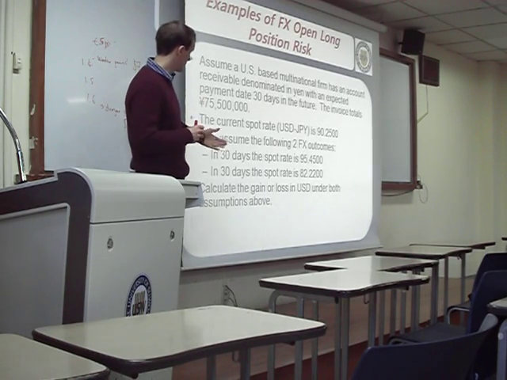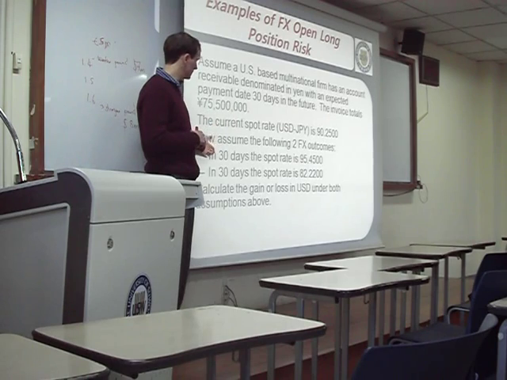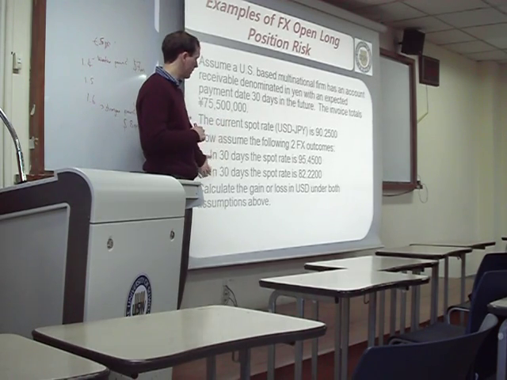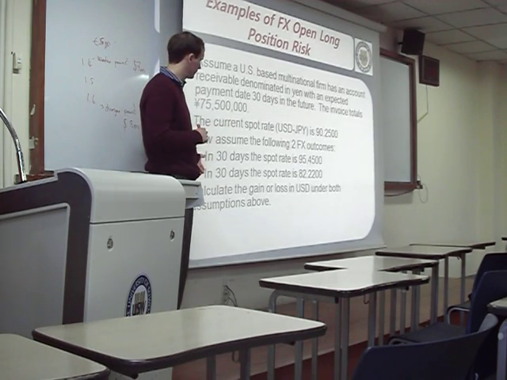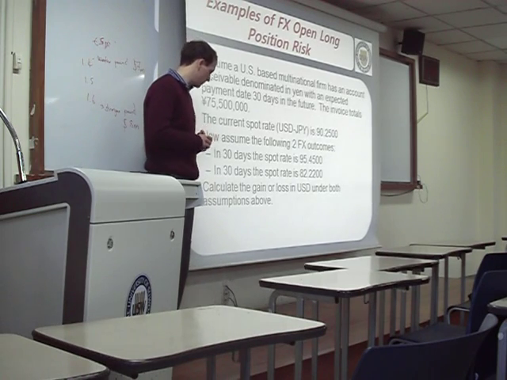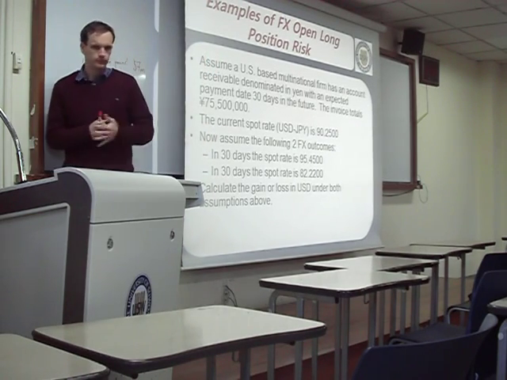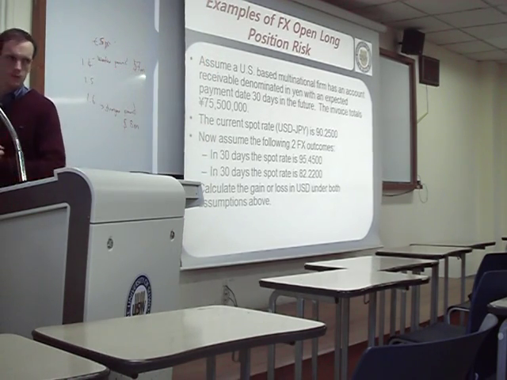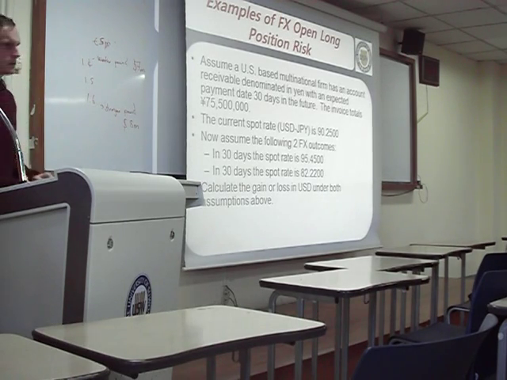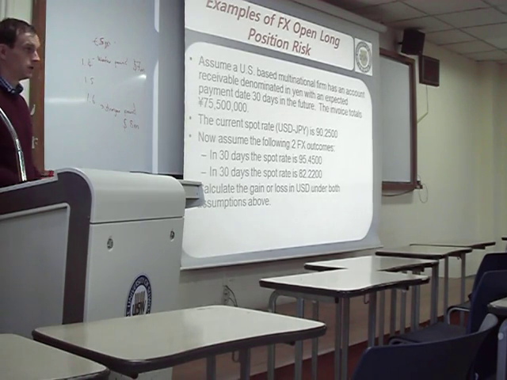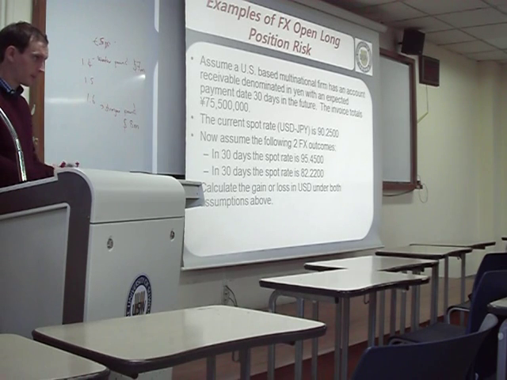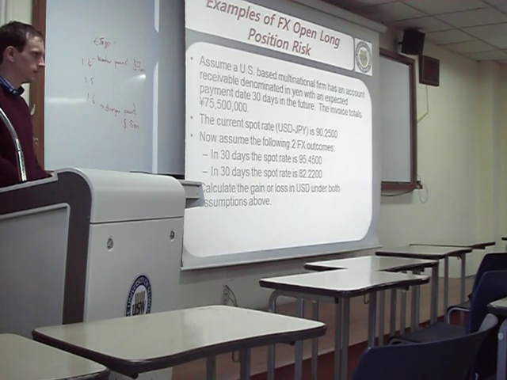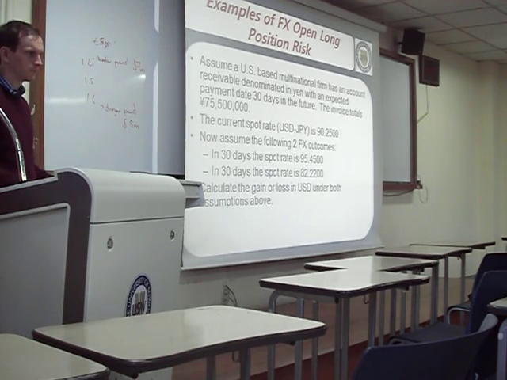Assume the following outcomes: the spot rate changes to 95 or the spot rate changes to 82. Calculate the gain or loss in US dollars. If you got the question right in the test, you should get this question right again, right? If you didn't get the question right in the test, here is some practice, another similar type of question.